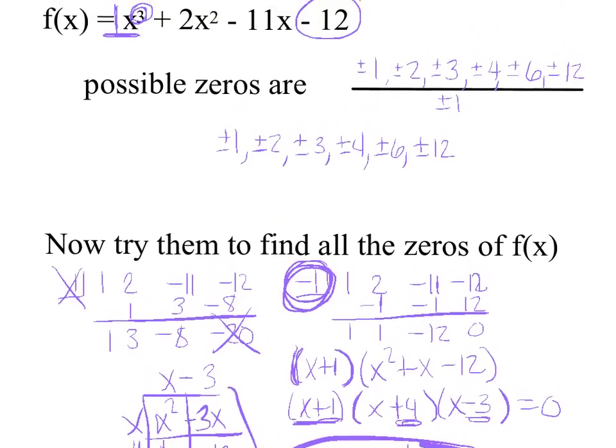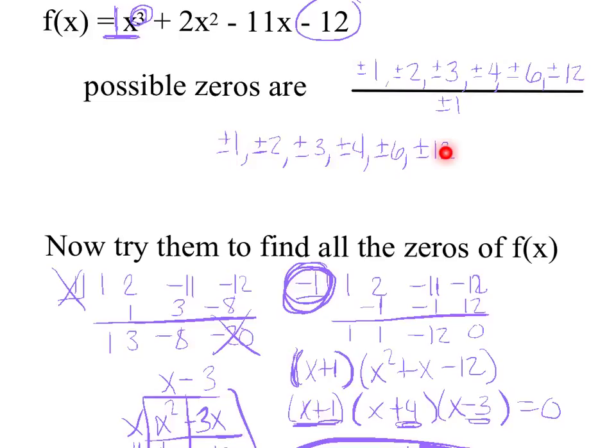By the way, let's go back up here and talk. You see how up here in my possible zeros there is no 5? That means 5 is not a possibility. There is no way 5 is going to work. Neither is 7, 8, 9, 10, 11. None of those are going to work. So you're not going to try them. You're only going to try the numbers here.